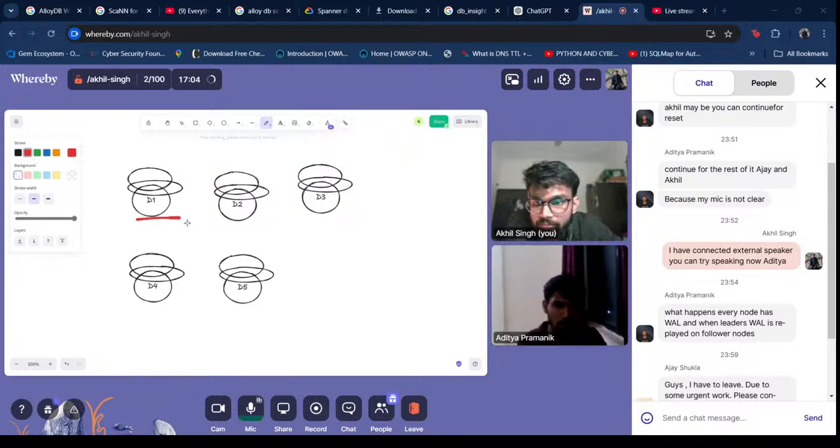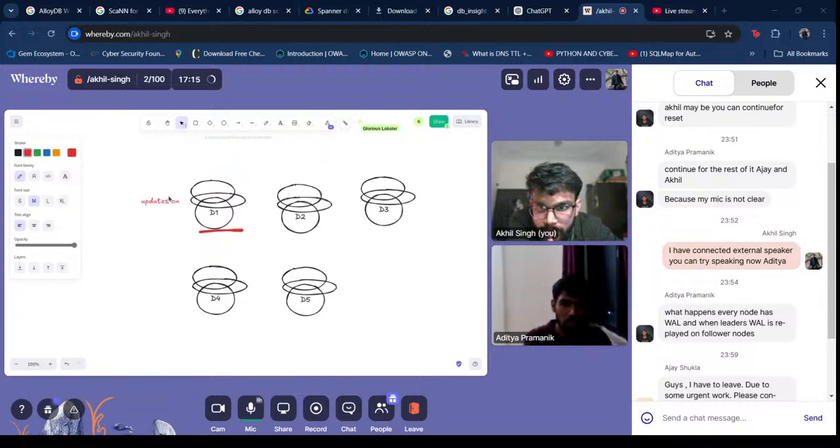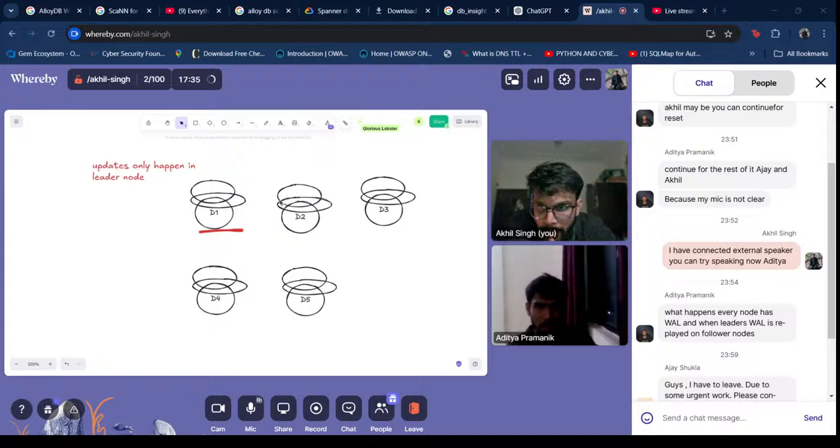What is the purpose of the leader, or what are the properties of the leader? Basically, updates only happen in the leader node. That's the key part, how a leader is distinguished from its followers. Whatever other nodes are available, D2, D3, D4, D5, these are just read nodes. We can read data from these nodes, but we cannot update them.